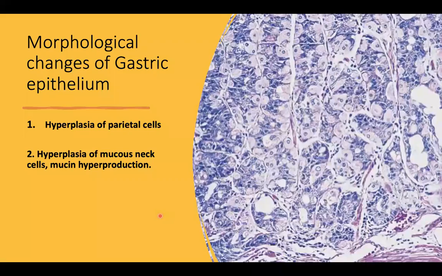Now, apart from the tumor, there will be some changes in the gastric epithelium. You can see parietal cell hyperplasia as well as mucous neck cell hyperplasia. This is due to the effect of gastrin on the gastric epithelium. Gastrin secreted by the G cells stimulates these parietal cells and mucous neck cells of the stomach to give this kind of hyperplasia.